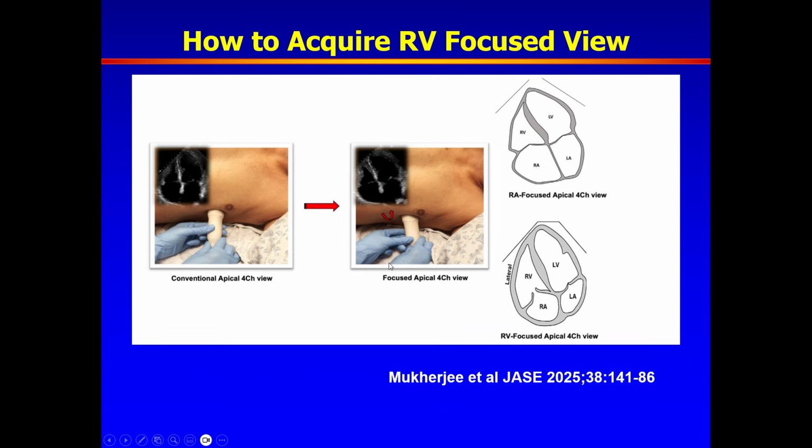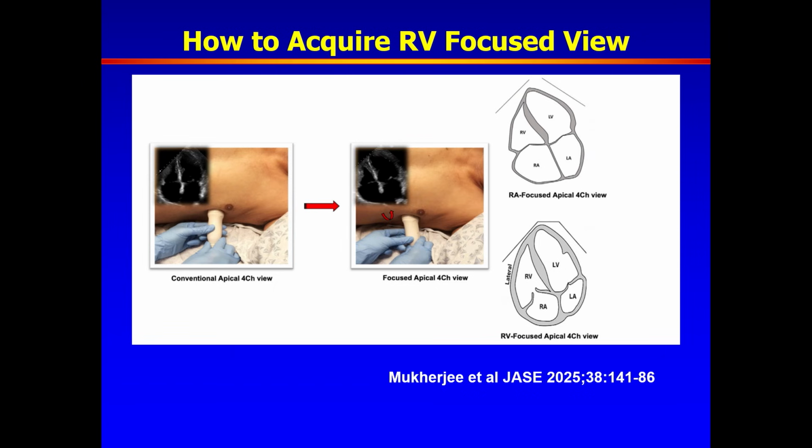There is also an RA-focused view. So for the RA-focused view, we start with the RV-focused view, and once I've shown the maximum dimension of that RV, I gradually tilt the probe upward towards the sternum and a little bit medially, and that will show you the maximum size of the RA. This is the view that we want to do the RA volumes, area, dimensions from. Okay.